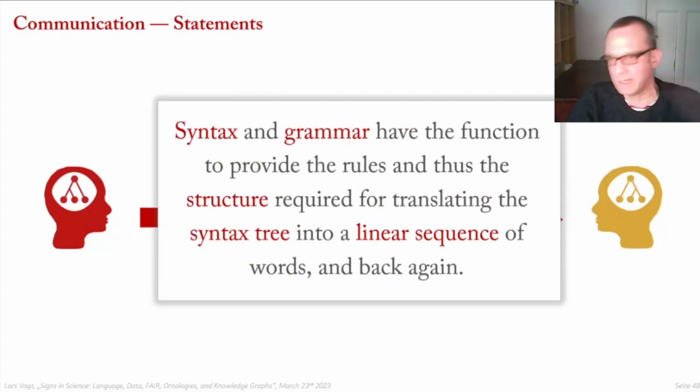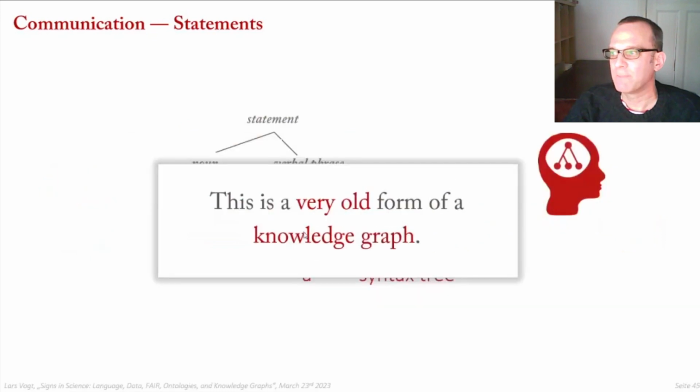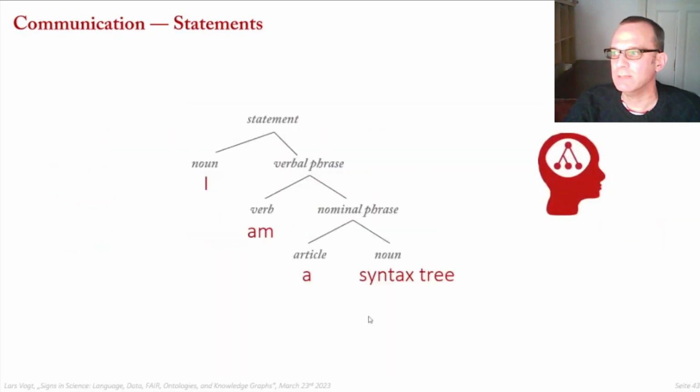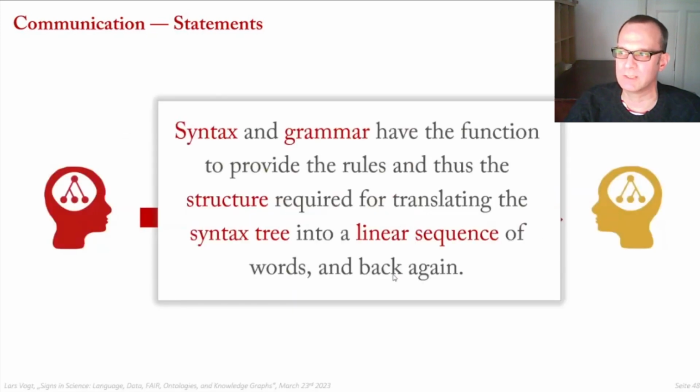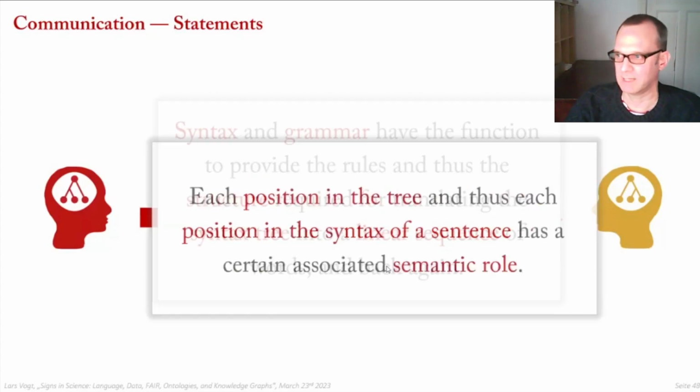Because when we write, we use a linear sequence of letters, either from left to right or right to left or up and down and so on, but it's always a linear sequence. And also when we talk, we use time and make sounds, and time provides us with a linear order. We cannot communicate a tree in a linear order. So we need additional rules, conventions that help us to translate the tree into a linear sequence and back again.